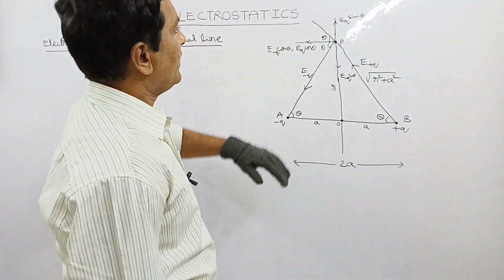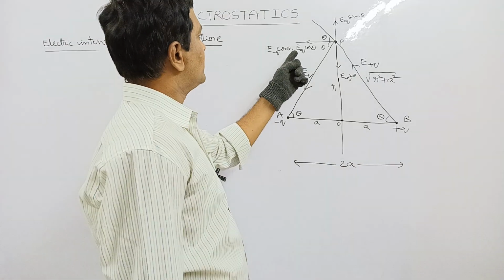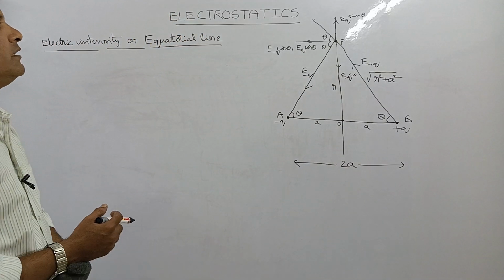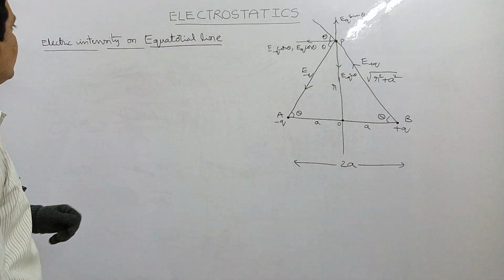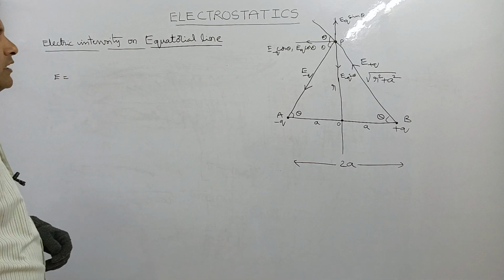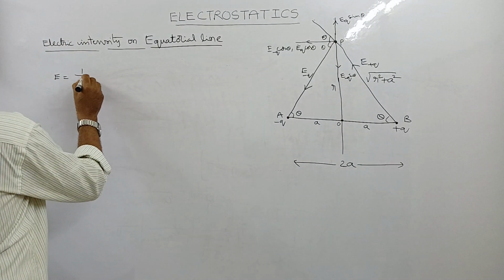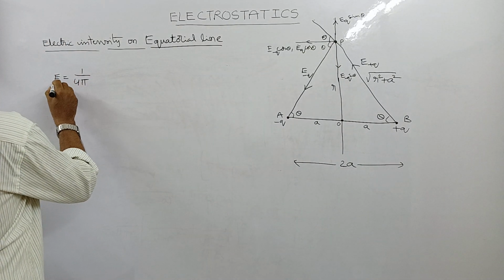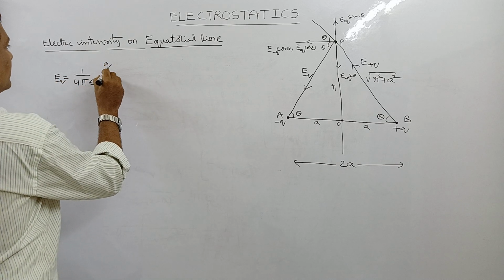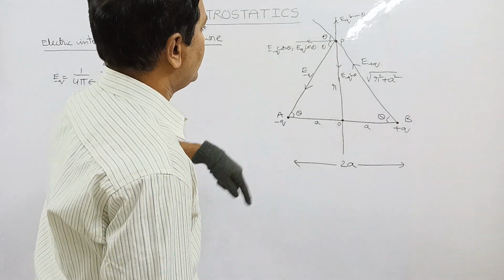What is the net electric field at this point? It is E minus Q cos theta plus E plus Q cos theta. See here, what is the electric field due to this charge? That means E minus Q is equal to 1 by 4 pi epsilon naught times Q by, what is this distance?